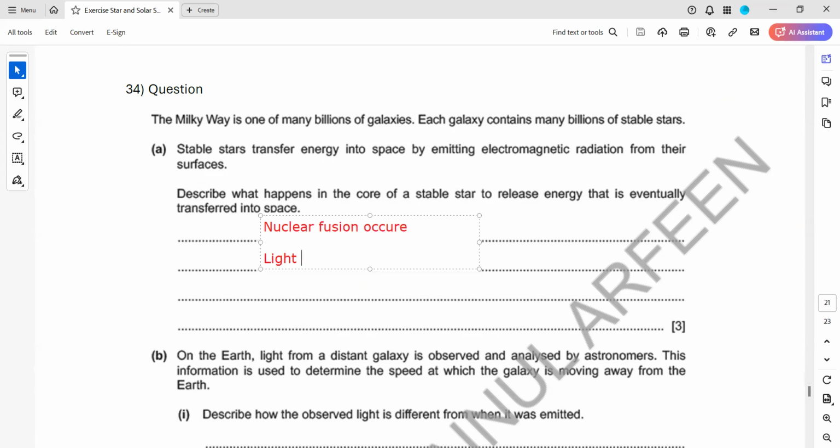So nuclear fusion occurs, in which the lighter nuclei of hydrogen fuse to form a heavier nucleus of helium and release energy.